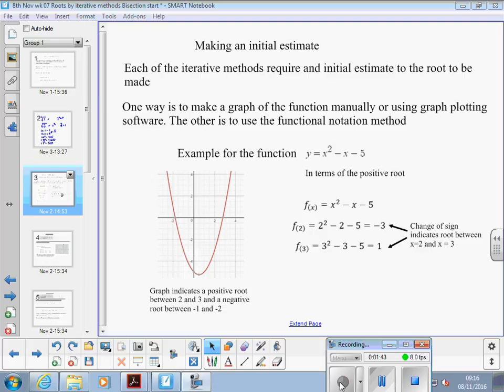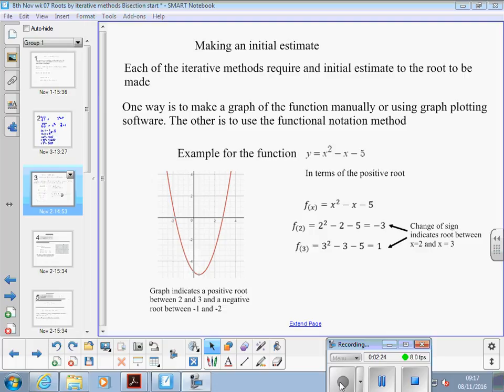Make an initial estimate. For each of the iterative methods, we require an initial estimate made to the root that we're interested in. One method would be to graph the function, either by hand, sketching it with a few points to see what it looks like, to get a rough estimate of where the roots of interest are. The other way is to use functional notation and look for a change of sign, because the results of the function are going to change sign either side of a root.